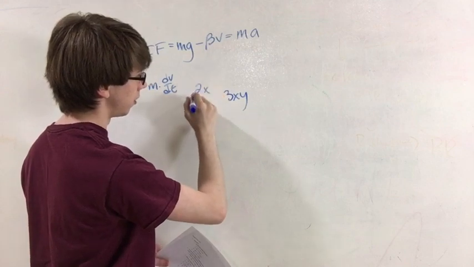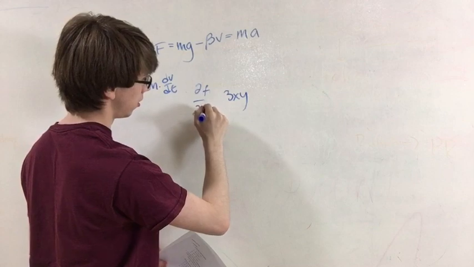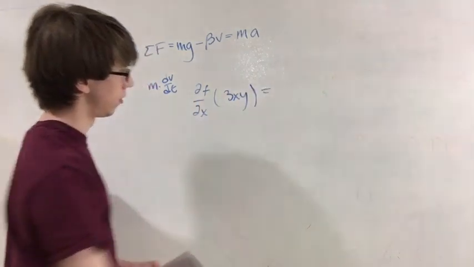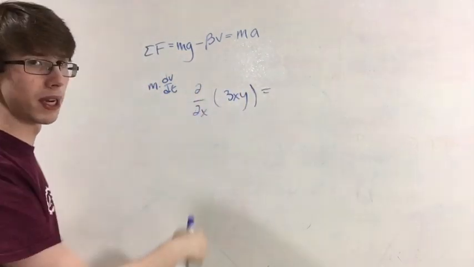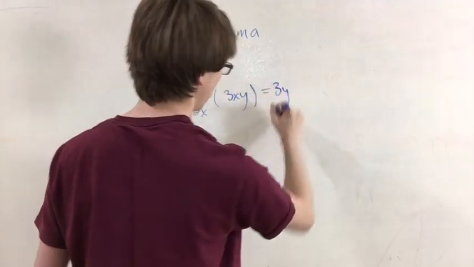You take the partial derivative of f. You take the partial derivative of this with respect to x, you assume y is just like some constant, and then that just gives you 3y.